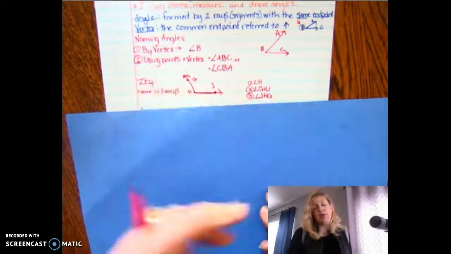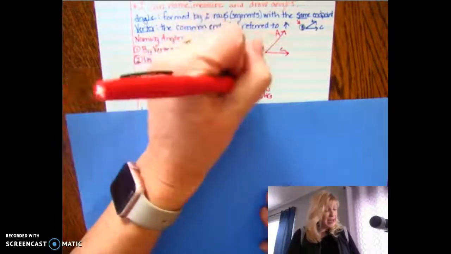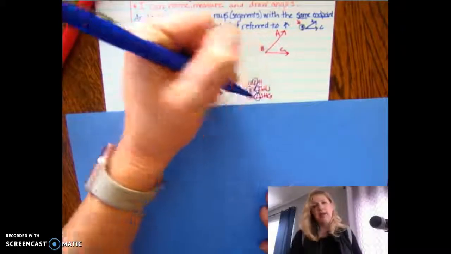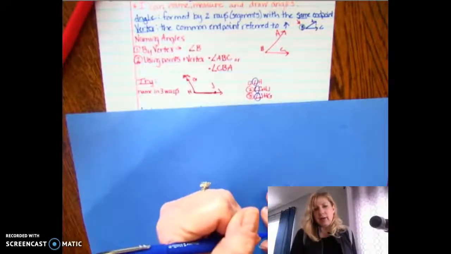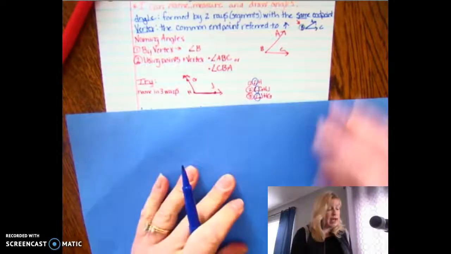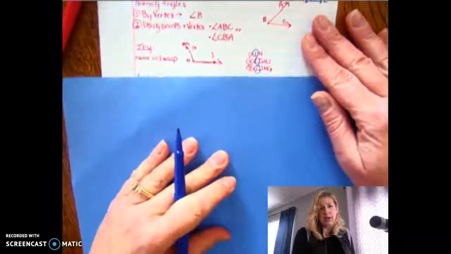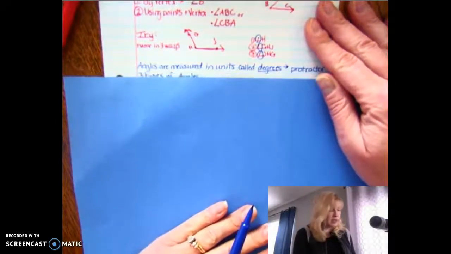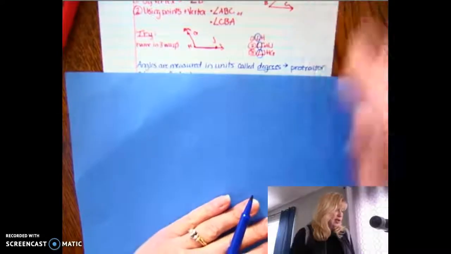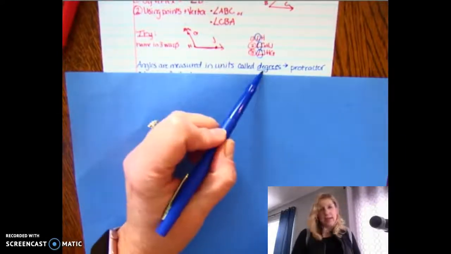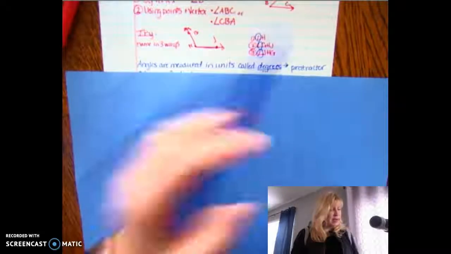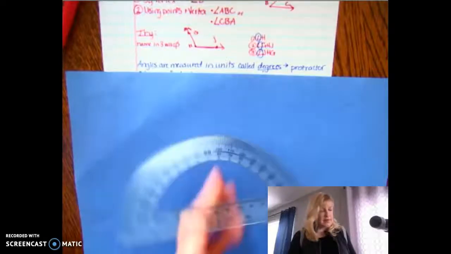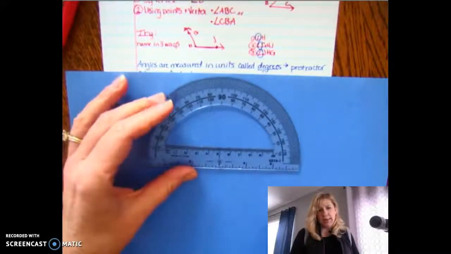I know this is going to seem really picky, but if you do not have this little symbol right here before each and every one, it will be incorrect on a quiz or a test or an assignment even. You have to use the common geometric labeling in order to get those correct. It's important. So angles are measured in units called degrees, and we measure these degrees using a tool called a protractor. And we'll do some more with this in just a moment.